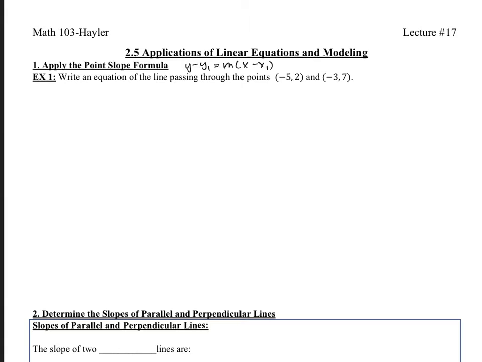Alright, for example 1, write an equation of the line passing through the points negative 5, 2, and negative 3, 7. Alright, so when we're writing the equation of a line, we have two options, right? We have y equals mx plus b, which is the slope-intercept formula, or the point-slope formula right here. Now, they're different in what they need to be filled out. So, the slope-intercept, it's basically what it's named. It needs the slope and the intercept.